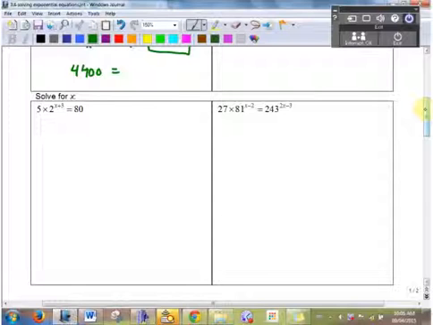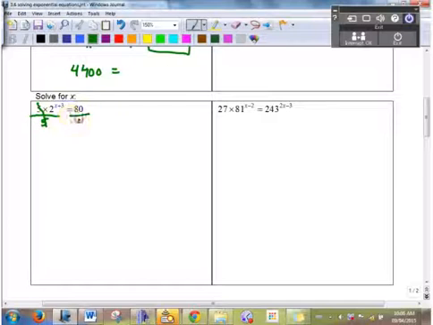Do I have numbers on both sides of this equation? Like a 5 and an 80? Can I make it prettier? Can I divide that by 5 and get rid of it? Whatever I do to one side, do to the other side? Is that a nice number? How many times does 5 go into 80? Sweet.